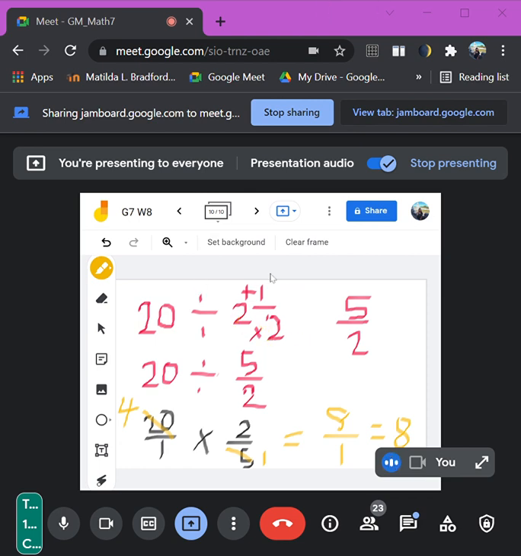Remember ha, i-change pa na to atong mixed number into improper. And then isulat na nimo siya, pwede ka maglibog. And then that's the time mag-reciprocal na ka. Division, multiplication, 5 over 2 will become 2 over 5. And then, cancel and multiply. Or pwede sad mag-multiply ka diretso, 20 times 2, that is 40. 1 times 5, that is 5. So, 40 divided by 5, that is 8 gihapon ang answer.